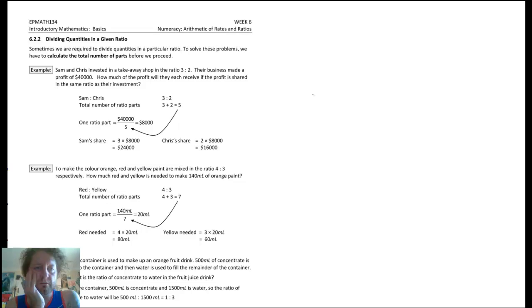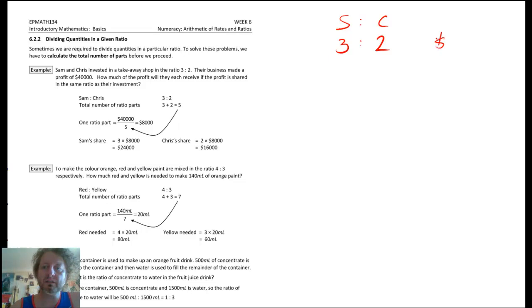Now the first question says Sam and Chris invested in a takeaway shop in the ratio 3:2. So for every $3 Sam put in, Chris invested $2. Maybe Sam invested $300 and Chris invested $200. Whatever it was in that ratio. Their business made a profit of $40,000, and we're looking at how much they'll receive if they share the profit in the same ratio as what they invested. In other words, Sam invested more, he should get more of the profit. So we're going to get this $40,000 and split it up amongst these 2 people.